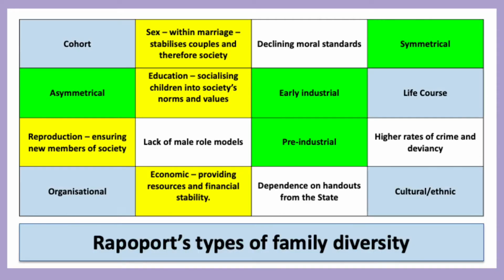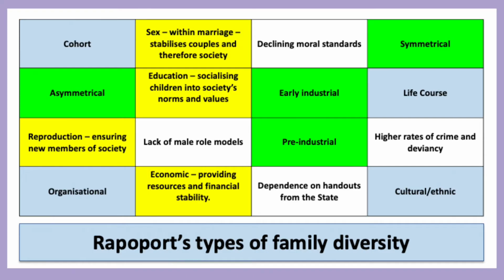Let's reveal these. We have cohort, we've got organisational, we've got life course, and we have cultural and ethnic. Okay, we have got 4 boxes left on the screen. What we would like you to do this time is to work out what is the link.